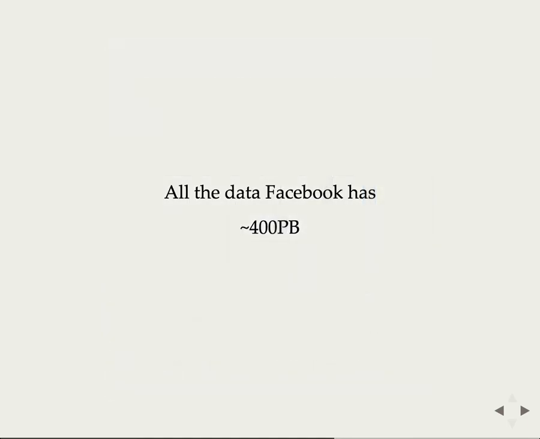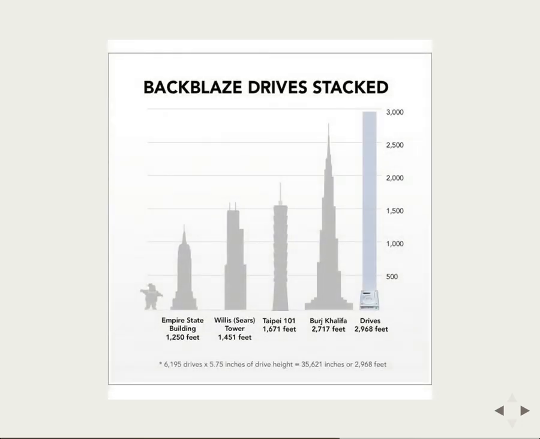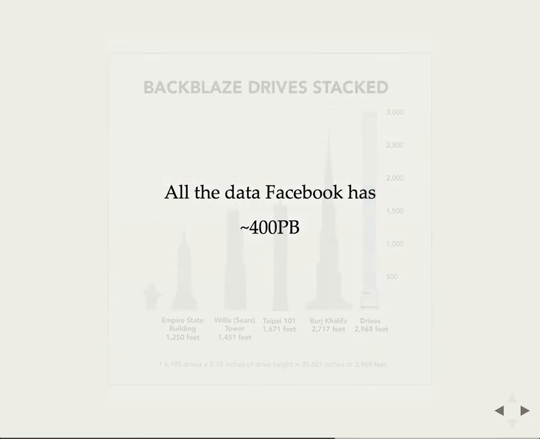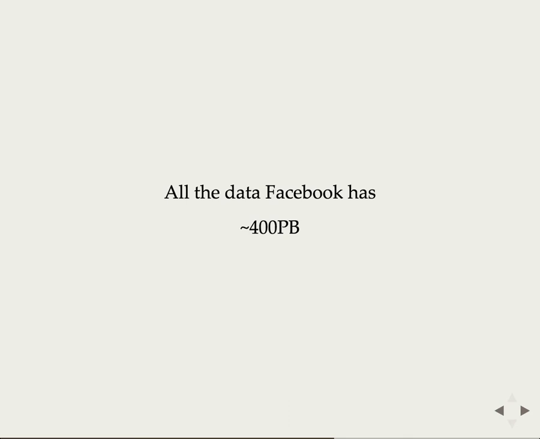Petabytes are 1,000 terabytes. Terabytes are 1,000 gigabytes. Okay, so just to give you a sense of scale, if you had a bunch of hard drives and stacked them on top of each other, that's the Empire State Building. That's the Sears Tower, Burj Khalifa. And that's all the hard drives you would need to get 10 petabytes. And Facebook has 400 of them, right?